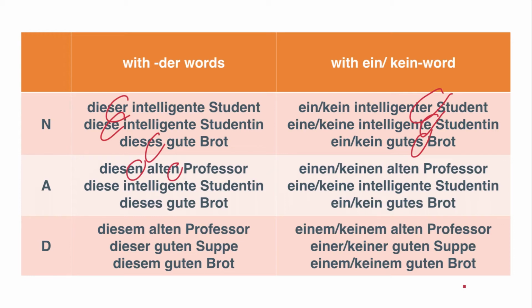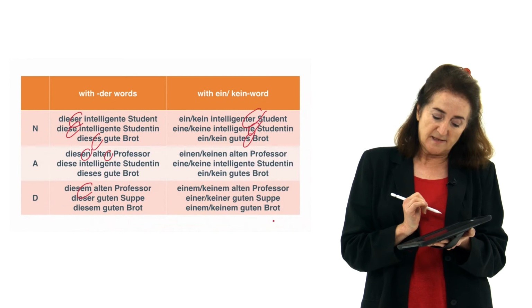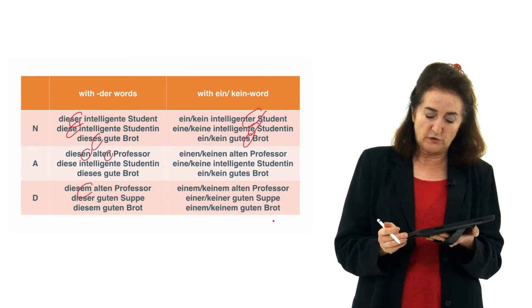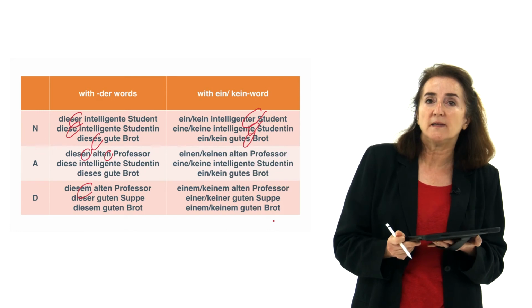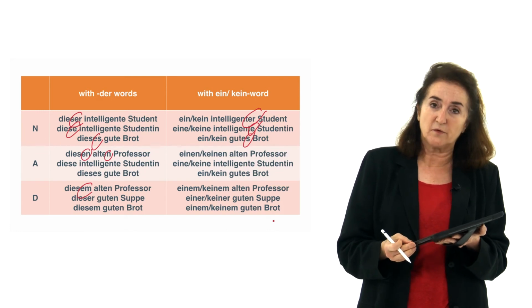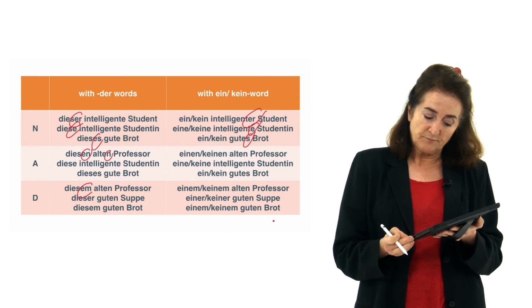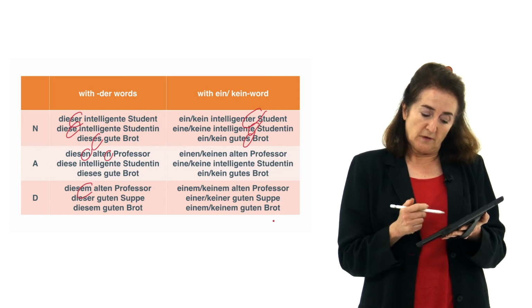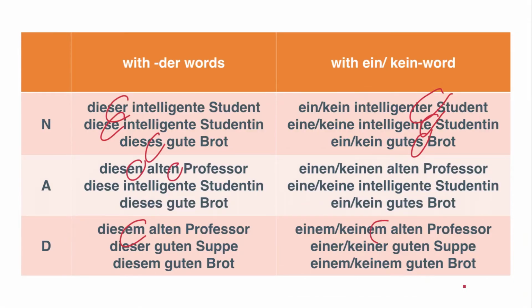Then we have the dative endings, which you just were made familiar with. And diesem alten Professor is dative, dieser guten, super feminine, diesem guten Brot. Then again on the other side, the indefinite article examples and the negation. You see the m again for the masculine, but in the dative, there's an er for feminine, and the same ending in the neuter as in the masculine.